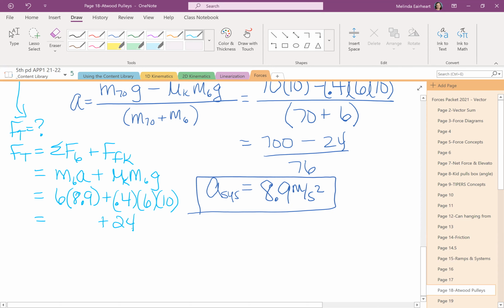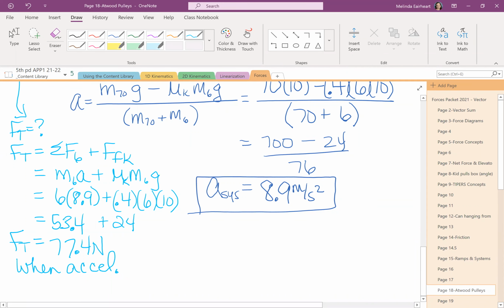If only that was 9, right? 9 times 6. You get 52.4, 53. And so plus 24, we get 77.4 newtons. And so this is the tension in the string on both objects when accelerating, okay?